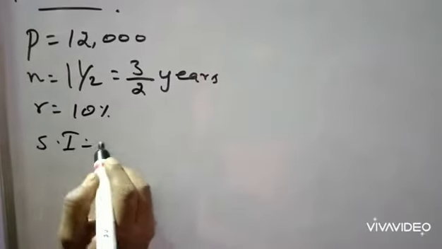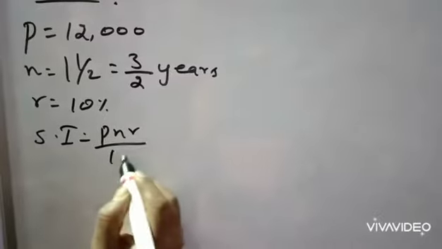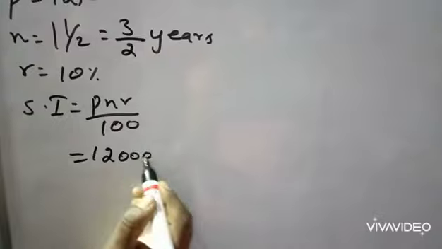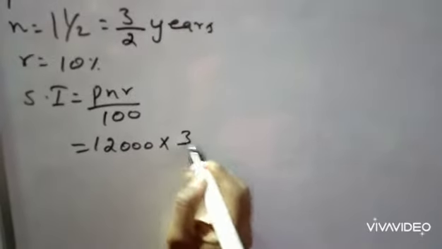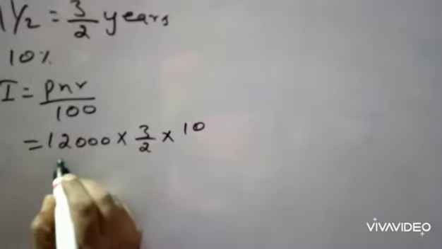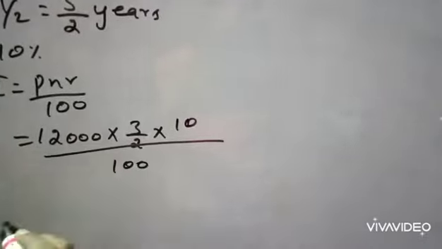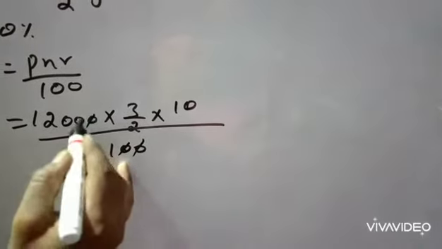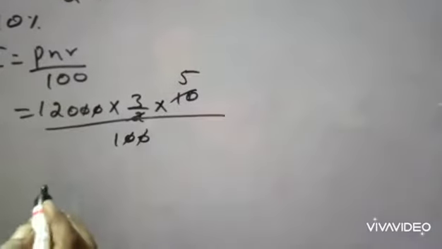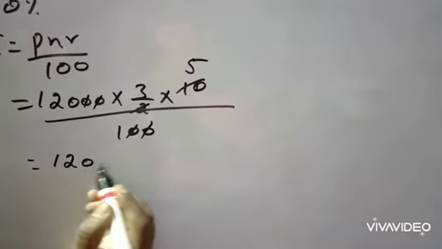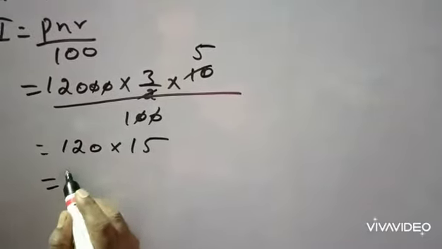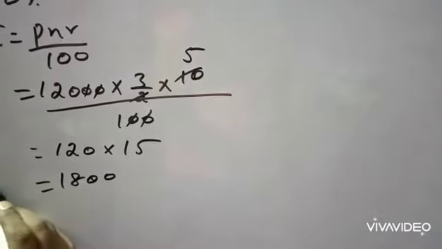Simple interest formula equal to PNR by 100, equal to 12,000 into 3 by 2 years into 10% by 100. So now we can remove these zeros. 2, this will be 5. So we have 120 into 3 into 5, which is 15, equal to 1800. This is the simple interest.